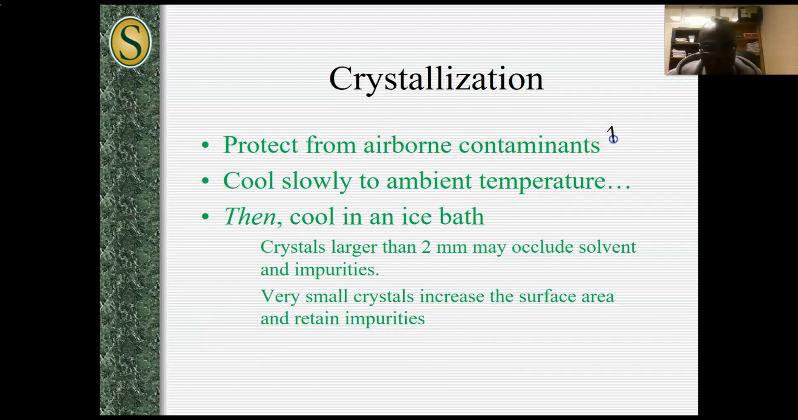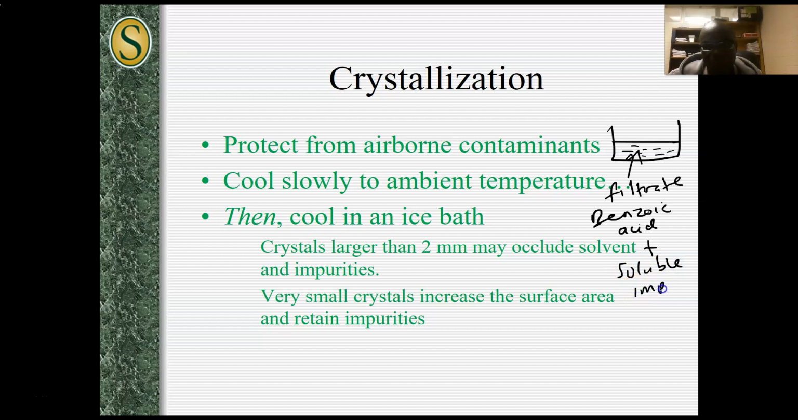So once you've collected your hot filtrate, you know that in there you have benzoic acid that is dissolved in the hot water. Benzoic acid only dissolves in hot water. You may also have soluble impurities, so it's not pure yet. That's why you have to let this cool to room temperature. As it cools, you're going to see some crystals forming, and the soluble impurities will stay in solution. So you cool it to room temperature, called ambient temperature, and then place it on an ice bath.